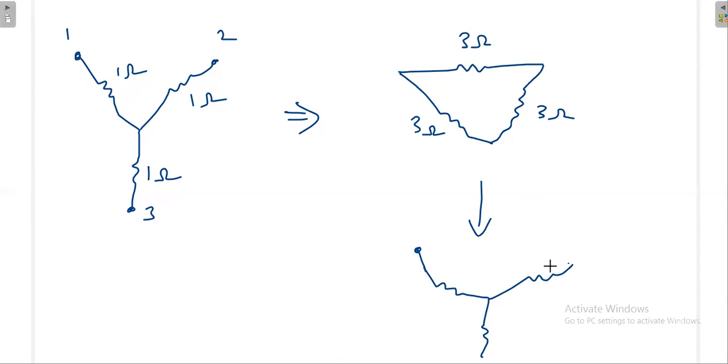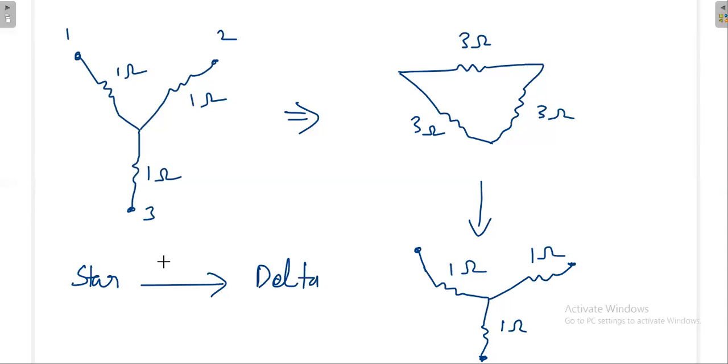So again, this is 1 ohm, this is 1 ohm, this is 1 ohm. You should have that idea: whenever the values are equal, if you go from star to delta, just multiply by 3, or from delta to star, divide by 3. This is applicable only when the values are exactly equal; then you can apply this shortcut.